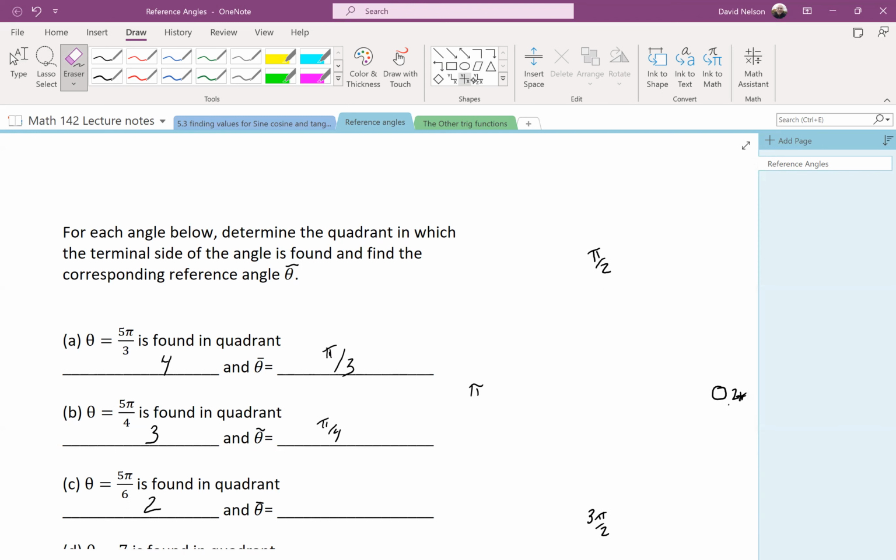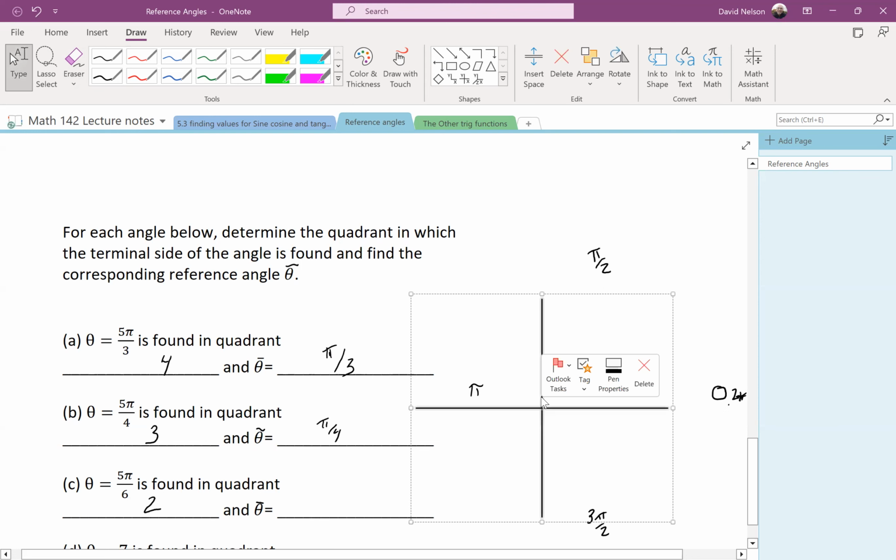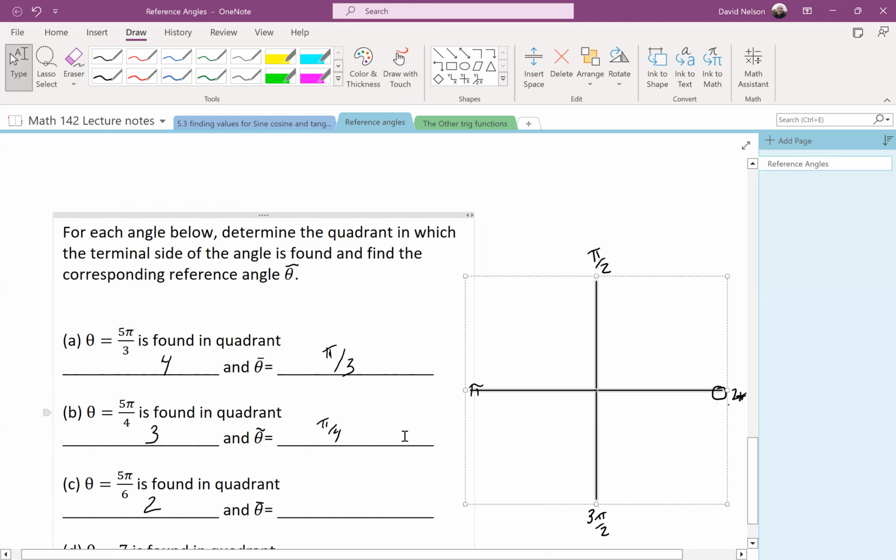Let's draw back in our axes. And then I'll reposition them so they're in the right spot. Oops, there we are. Reposition it in the right spot. It would be there. 5 pi over 6 should end up in quadrant 2.